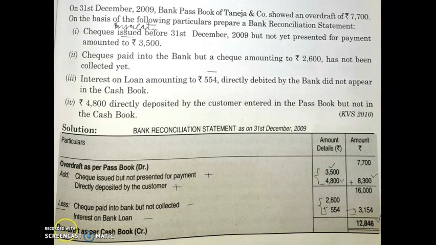What you will write here: if your starting point is passbook, your end point will be cash book. So overdraft as per cash book, with credit balance, is 12,846. This is your final answer.